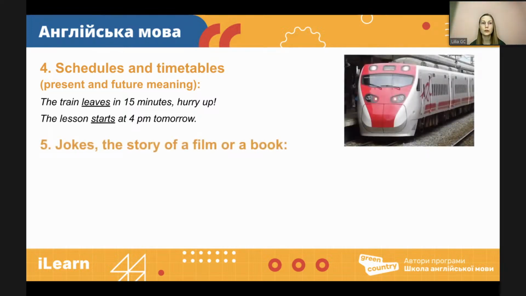Also, we can use it to express some jokes or maybe retell a story of some film or a book. So here it's a tricky thing. When you write a story, typically you use past tenses for that. But when you retell it, for the listener, the events didn't happen in the past. They are revealing in front of them now. But for you, it's already in the past. So to find some balance, you can just use present simple and it would be all right.